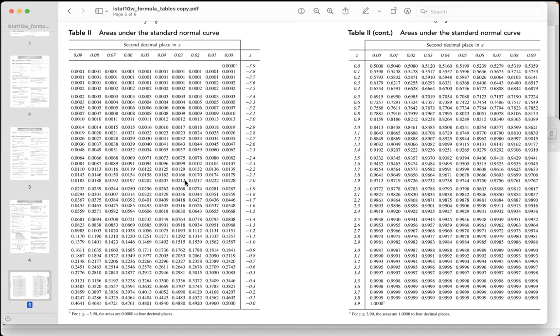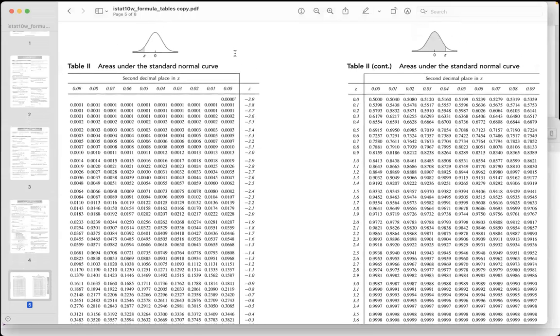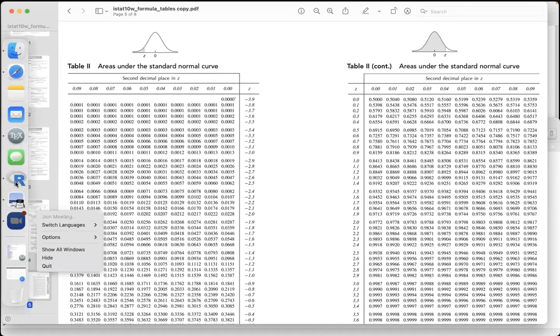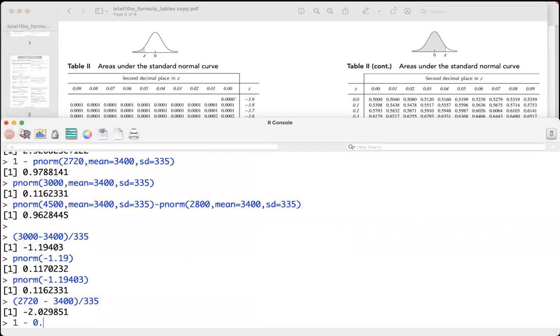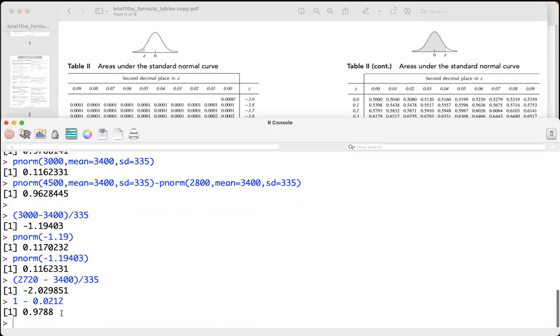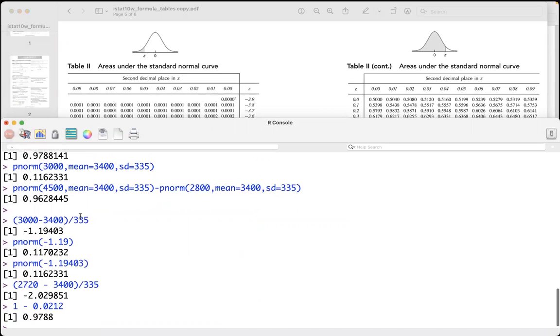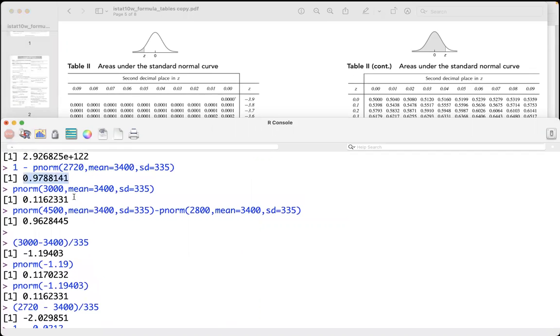So that's 0.0212. And then 1 minus that would be the probability, because again, remember that the standard normal table gives you the cumulative probability. So it's the probability that we have something less than or equal to our z-score. And we want to find the probability that it's greater than or equal to 2720. And so that would be 1 minus 0.0212, which would be 0.9788. That should be close to what we have here, 0.9788141.